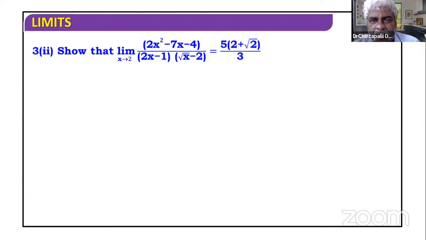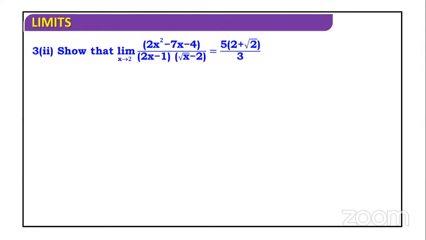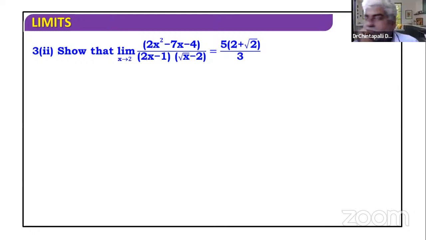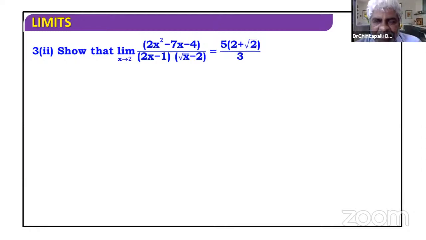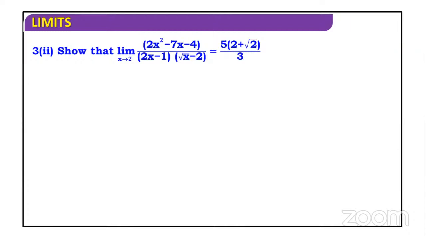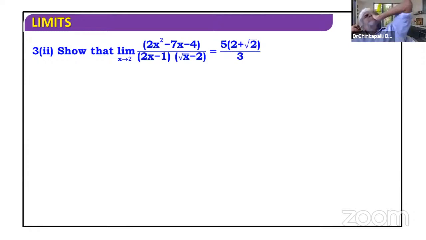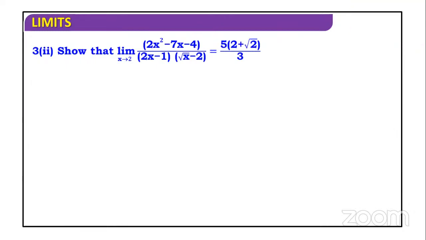What should we do? First of all, factorize numerator. Yeah, right. Yes. So it's x minus 4 times 2x plus 1. Yeah, x minus 4, right? Yes, sir. 2x plus 1. And next, multiply numerator and denominator by root x plus 2. So minus 2? Oh, plus 2, yes. x minus 2.